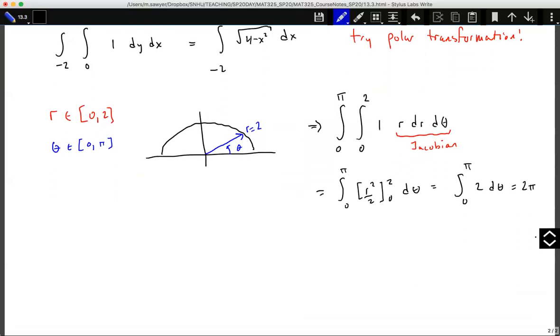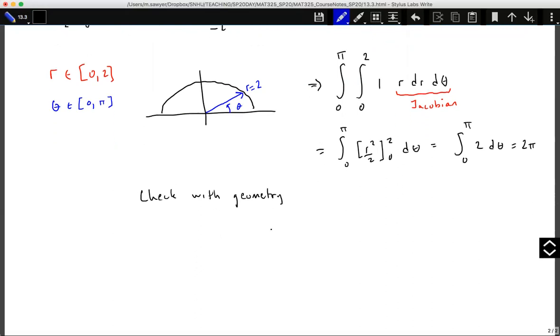So conceptually this makes sense because if we check it with geometry, the area of a circle with radius 2 is pi times our radius squared, so we would get 4 pi for the full circle. So we would get 2 pi for the half circle. So this makes sense with our intuition. In the next video in this section, we'll go through several examples where we will talk about how to use polar coordinates with integration.